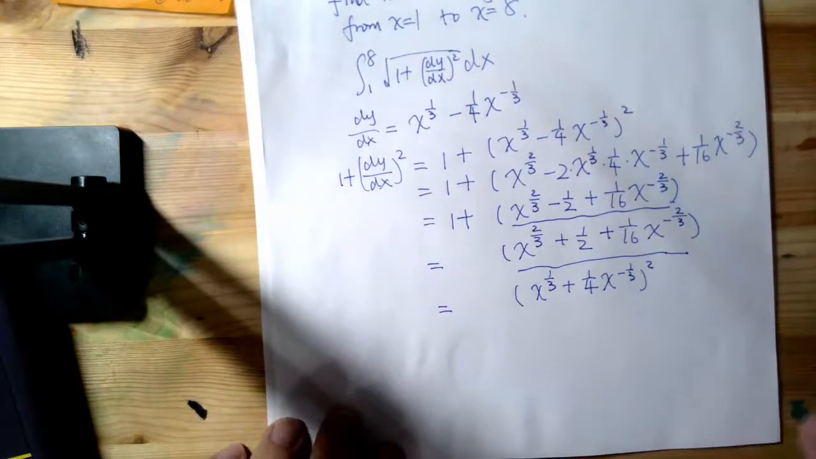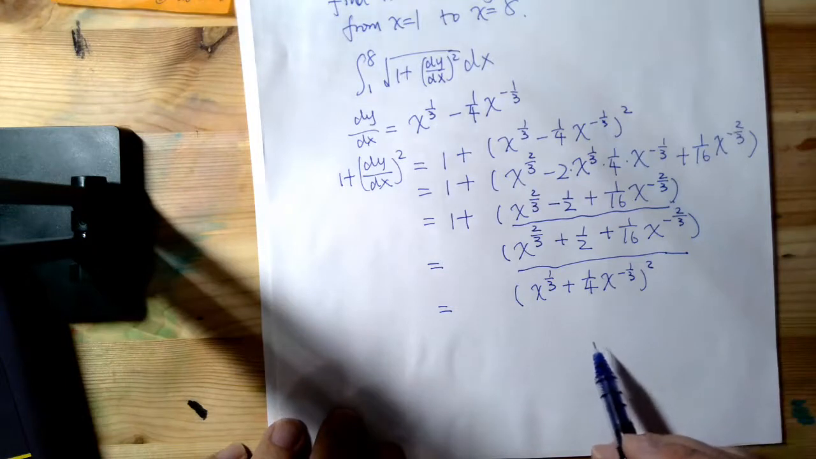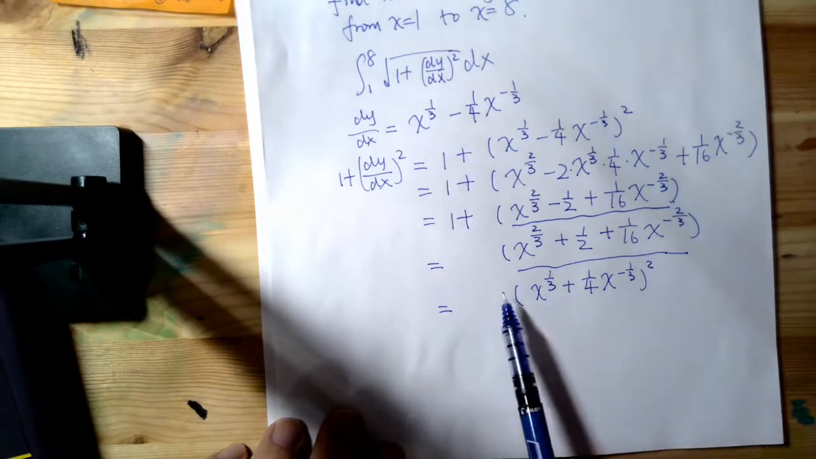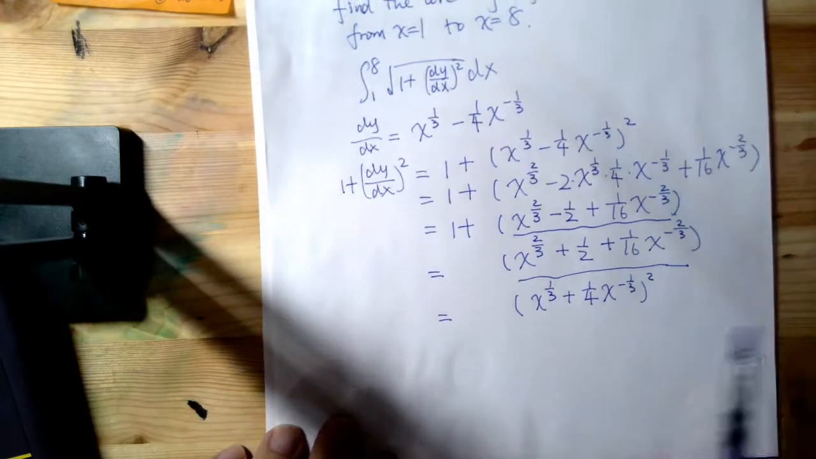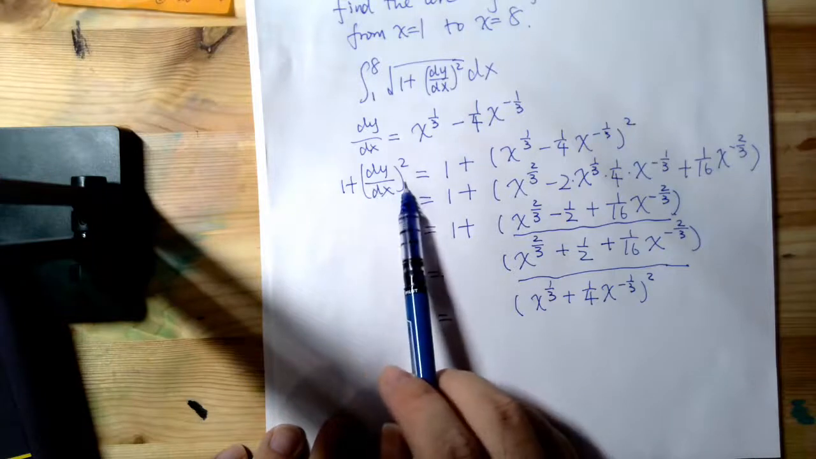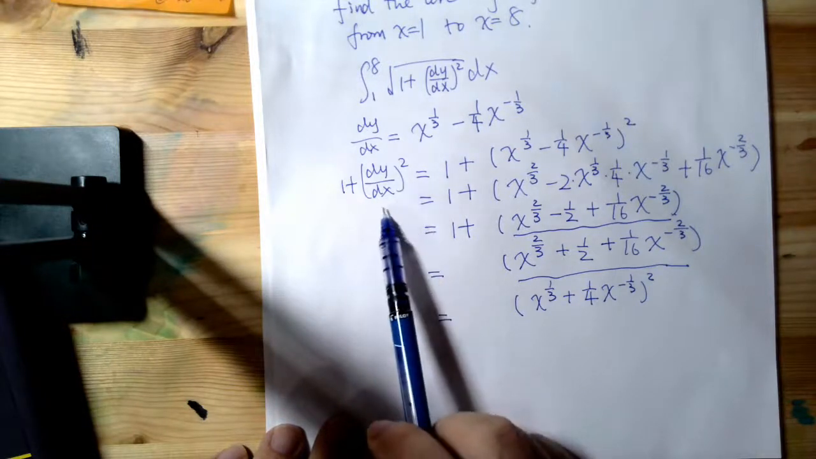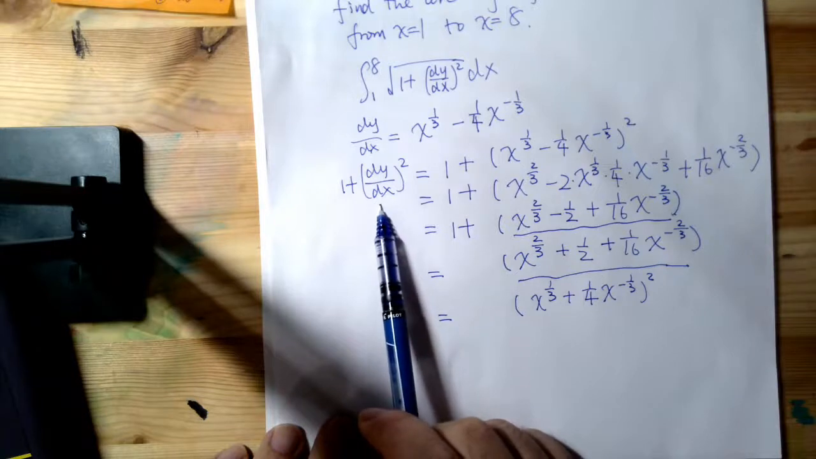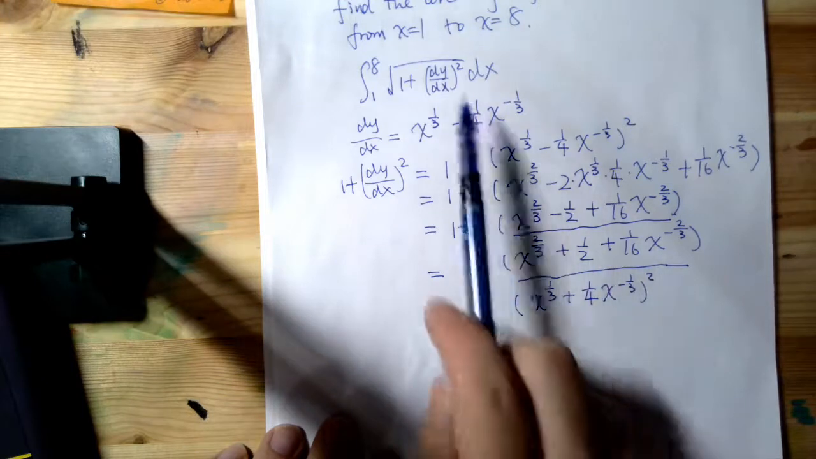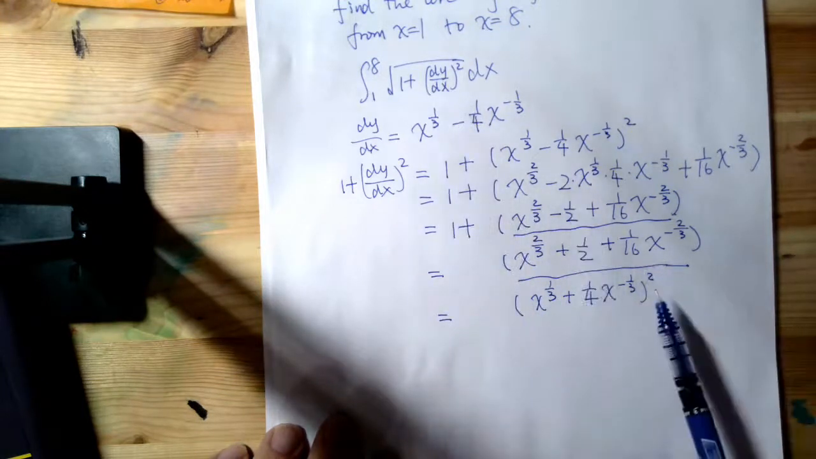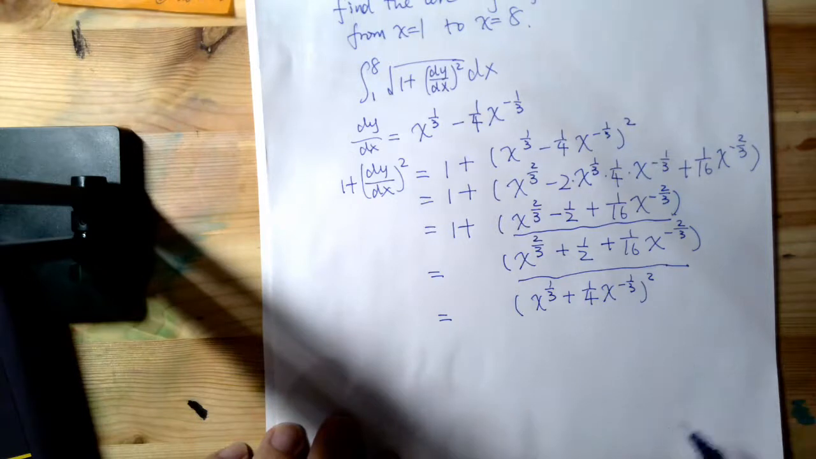Now, a couple of things I want to address. First of all, why do we want to rewrite our result and put it into a perfect square form? Because this 1 plus (dy/dx) squared, keep in mind, when we evaluate that integral, is still inside of that square root. So if we can write it as a perfect square, then the square root and the square actually cancel out. That's a big advantage for solving arc lengths.